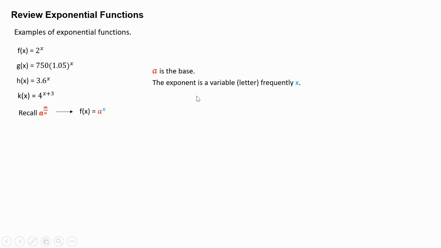Now a is a base. The exponent is a variable, which is a letter in math, frequently x, but it can be any variable, any letter in the alphabet. Okay. Now this leads to graphing exponential equations or functions.